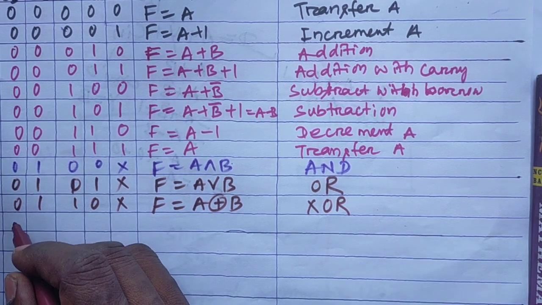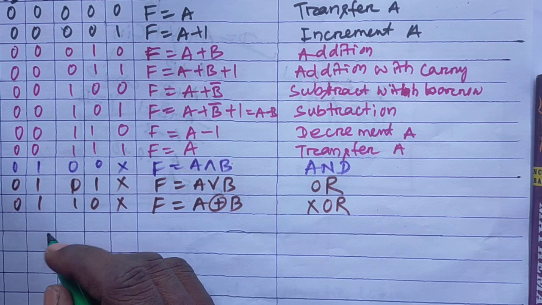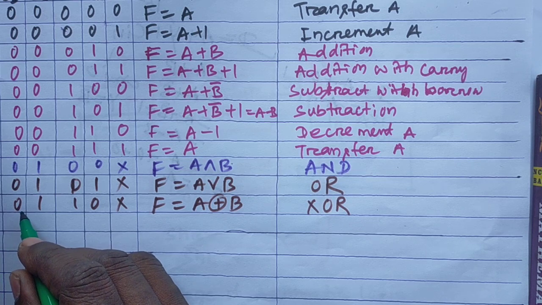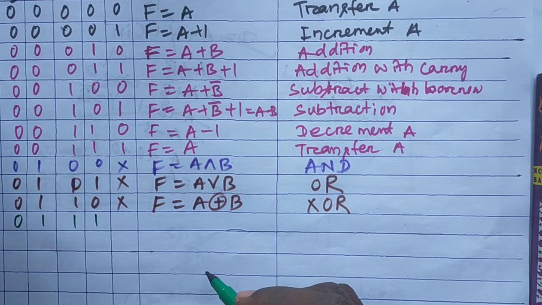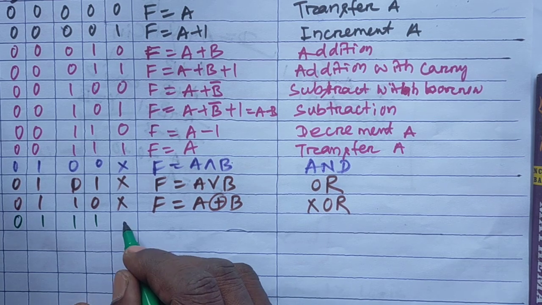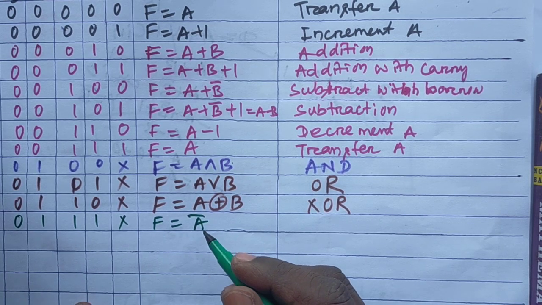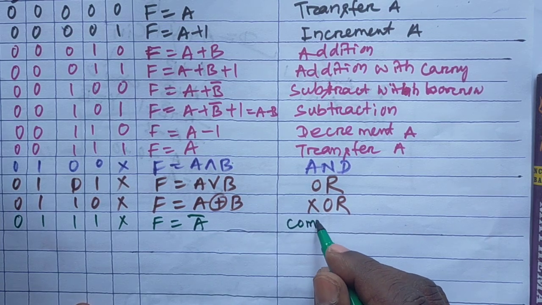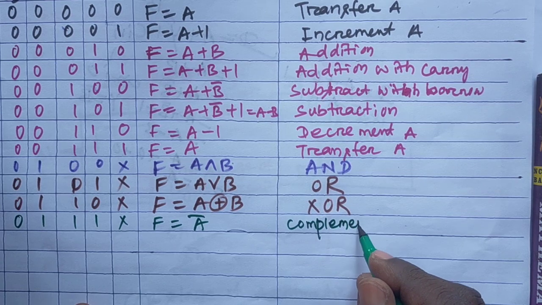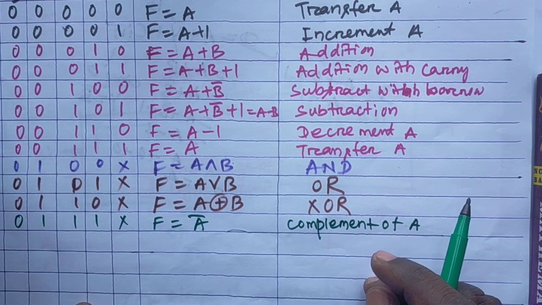And similarly for the other part, we can write in a very simple way: 0 1 1 1. If it is 1 1 then complement. Here we consider F is equal to A complement, that means the complement of A. In this way we can write it.